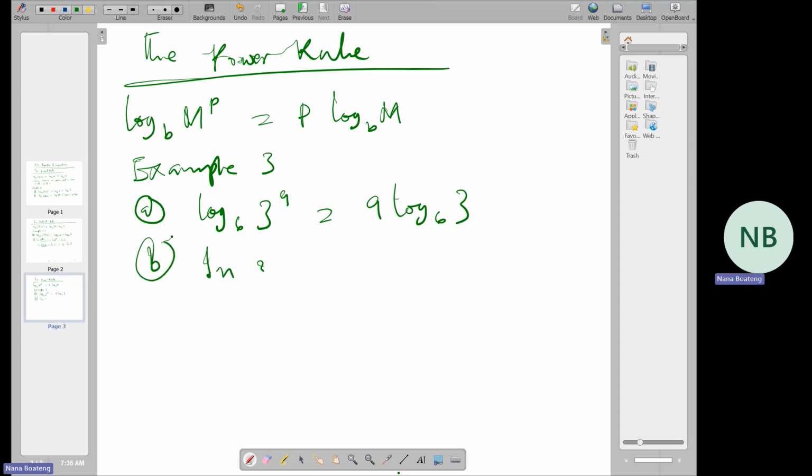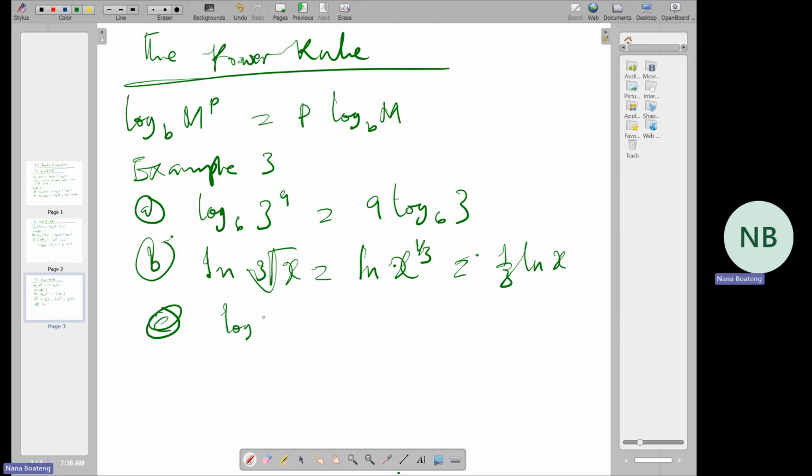Natural log of the cubic root of x. The cubic root of x is the same as x to the power 1/3. So this is equal to the natural log of x to the power 1/3, which is equal to 1/3 natural log of x. And c is log of x plus 4 squared, which is equal to 2 log of x plus 4. Let's look at another example, example 4a.